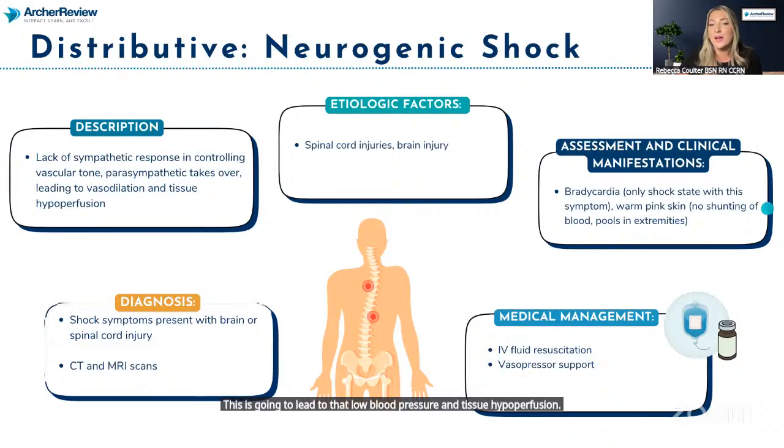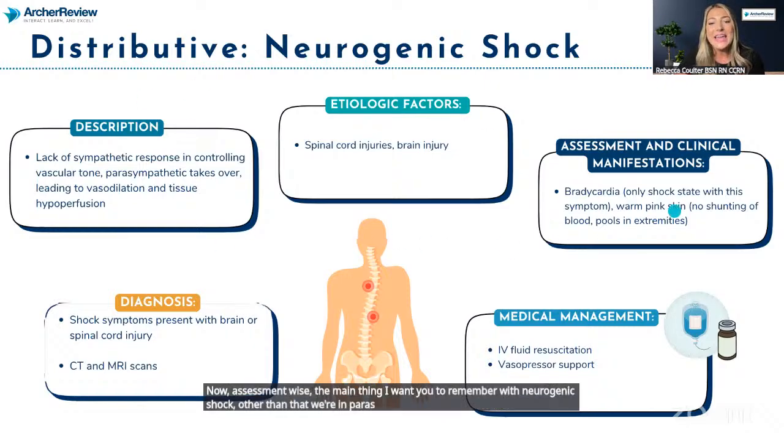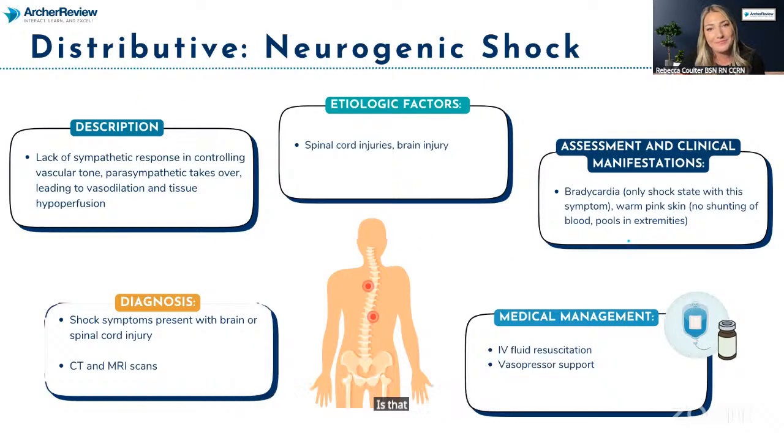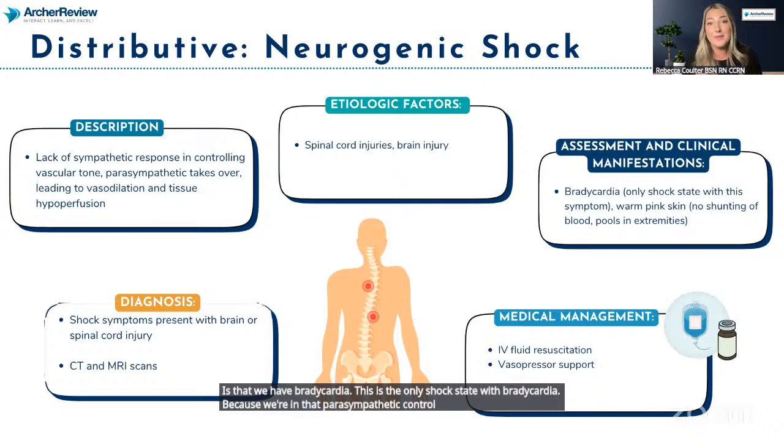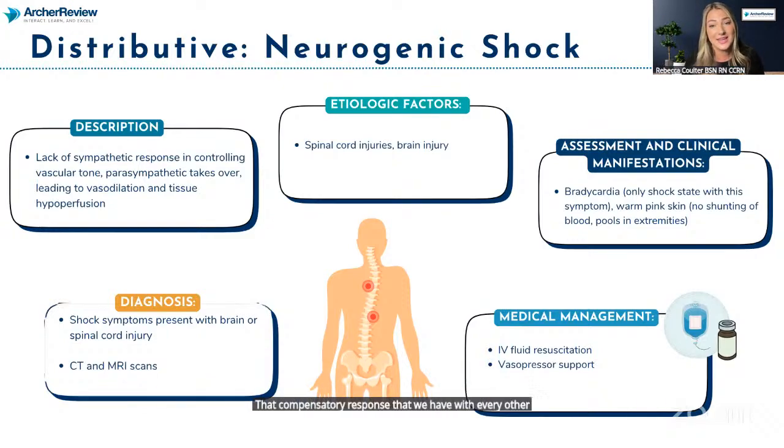Now, assessment-wise, the main thing I want you to remember with neurogenic shock, other than that we're in parasympathetic control, is that we have bradycardia. This is the only shock state with bradycardia. Because we're in that parasympathetic control, we've got nothing to make that heart rate beat faster. That compensatory response that we have with every other shock state is lost, because that's all the sympathetic nervous system that's causing that compensation. So we have bradycardia.